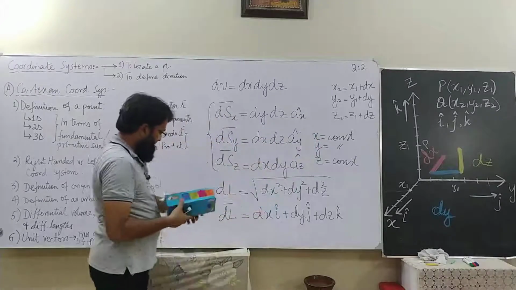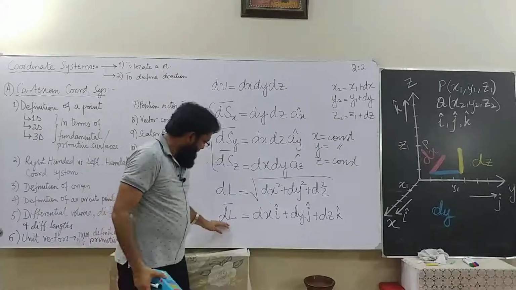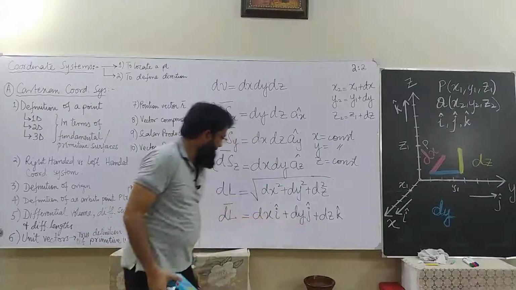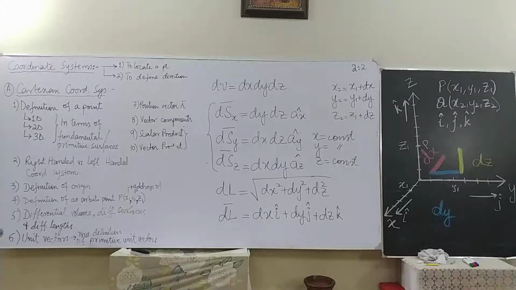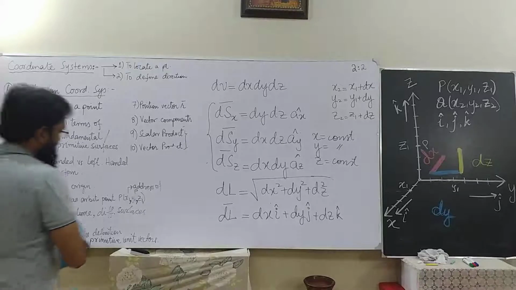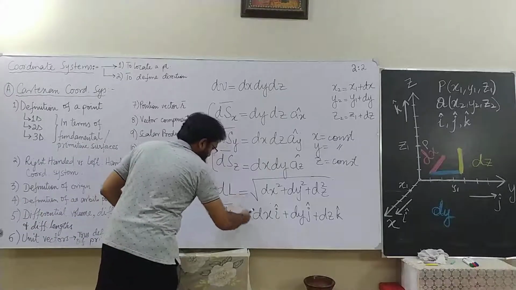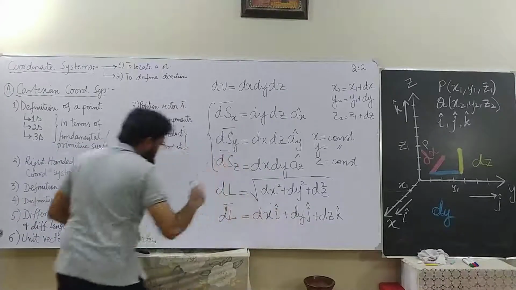And since this differential length is formed by very small differential values, the formula for differential length will be this, and this differential length will be very small.